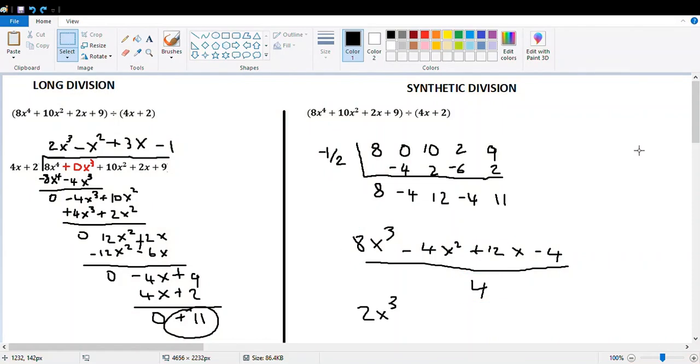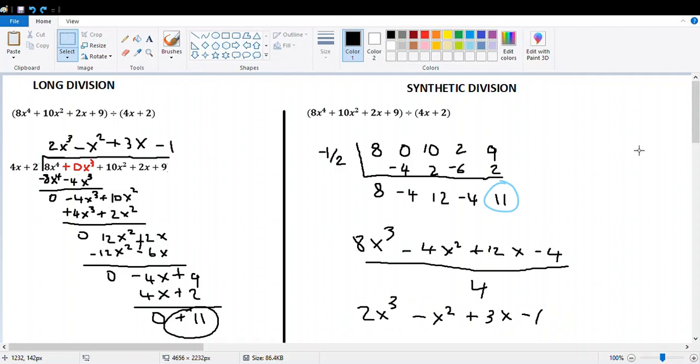8x cubed divided by 4 is 2x cubed. Now negative 4x squared, of course, is just negative x squared. Positive 12x divided by 4, of course, is positive 3x. And negative 4 divided by 4, of course, is negative 1. This is the answer, and remember that the remainder is 11.